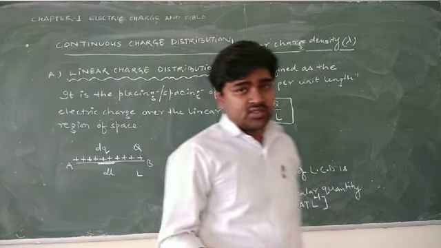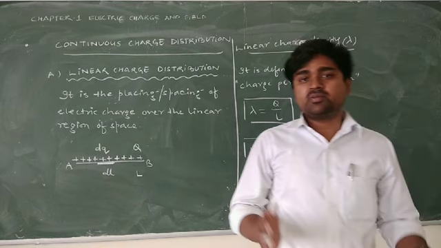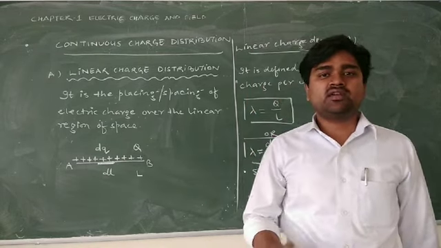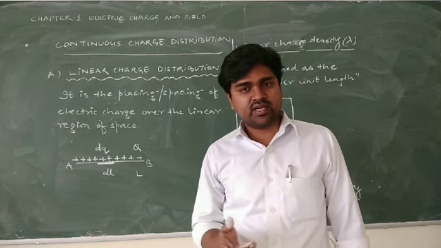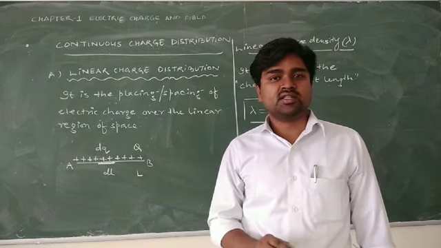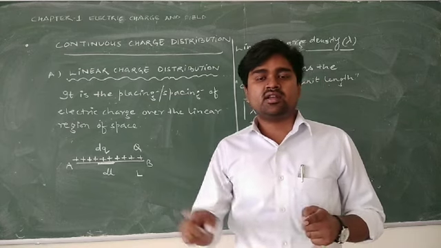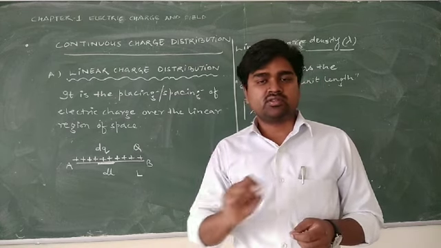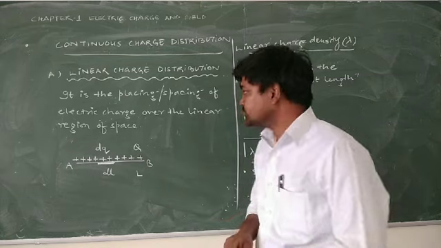So what is continuous charge distribution? It is the placing or spacing of electric charge very closely over the given region of the space. That region is a linear region. It may be a wire, it may be a given insulated thread where you want to place the charge, right?